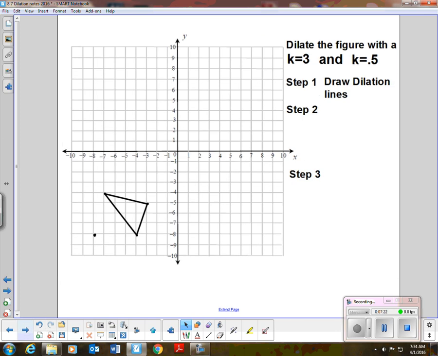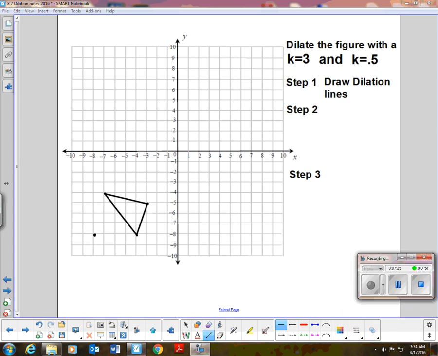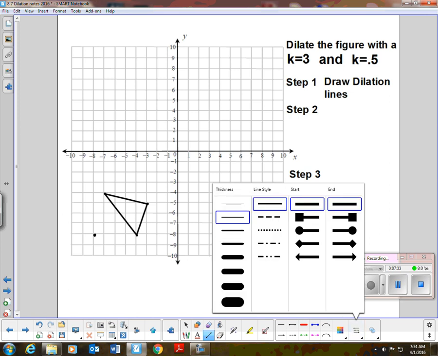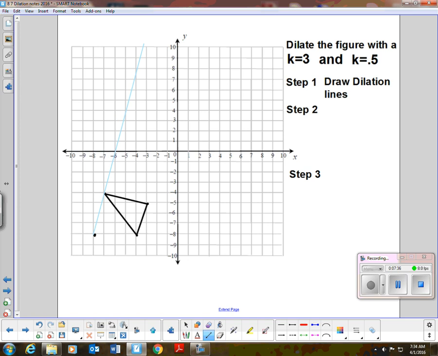So that means take a ruler or take your ID or something like that, and we're going to draw some lines here. I'm going to use a color here. I want it to be a pretty thin line. So I'm going to dilate from this point right through there. I want to draw a line from the point of dilation through the vertex for each point of the figure. And these are my dilation lines, okay? That means the new figure will have to be somewhere on these lines that I've drawn.